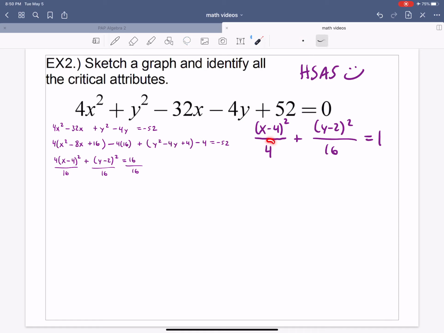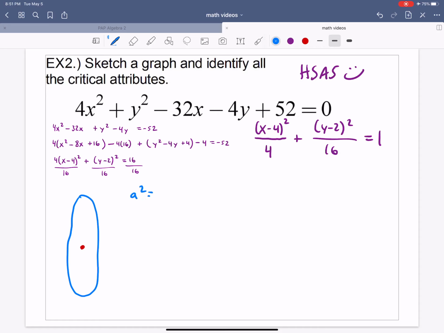Okay, look at your denominators. I've got a 4 and a 16. What's larger? 16. So then look at the top and see what variable comes with 16, and that's y. So that tells you that this ellipse is going to be a vertical ellipse, something like this. Okay? So we're going to find our center, and we're going to find our a value, b value, and c value.